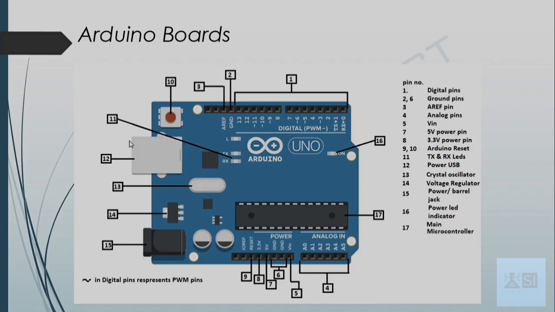The last one is component number 17, which is the main microcontroller. All Arduinos have their own microcontrollers. The microcontroller allows the programmer to program the Arduino and control the function of the other electronic devices that are connected to the Arduino board.